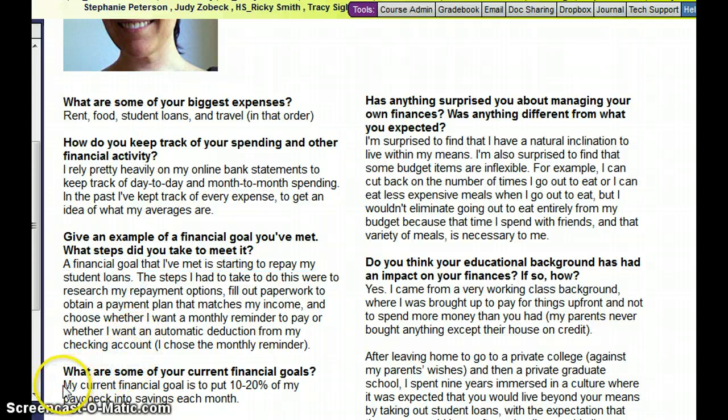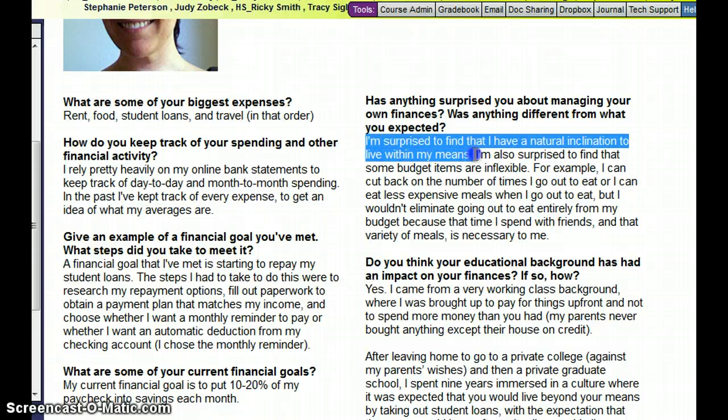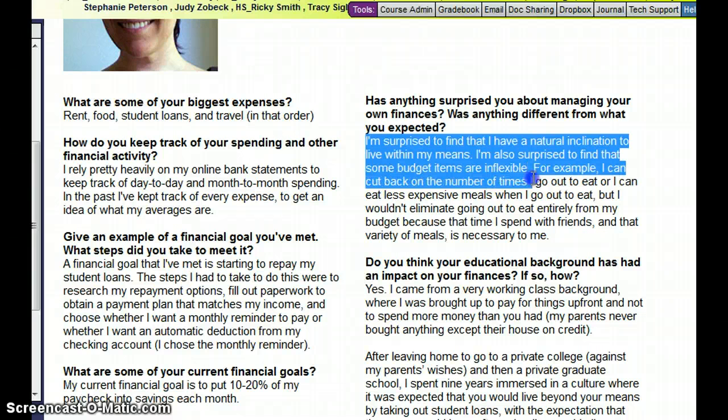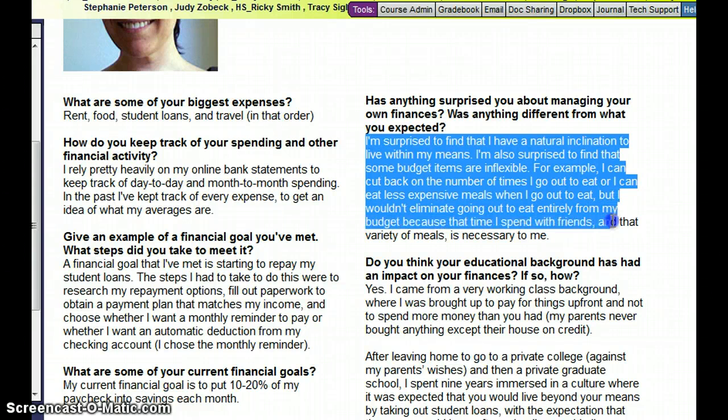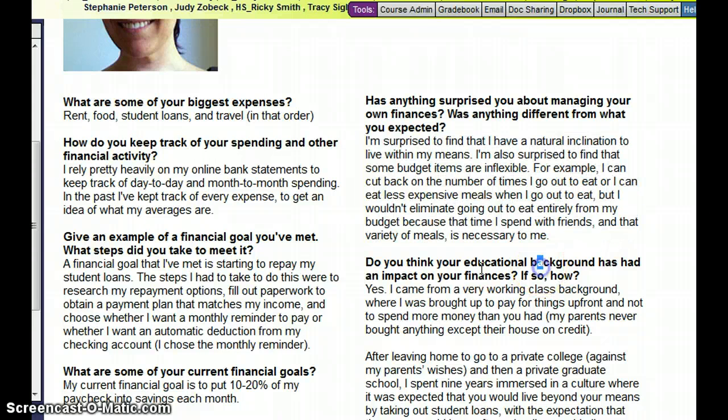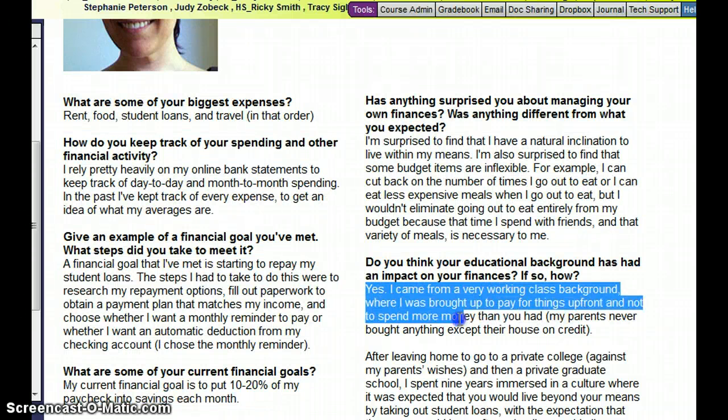And what are some of her current financial goals? My current financial goal is to put up to 10 to 20% of my paycheck into savings. Has anything surprised you about managing your own finances? Well, she was surprised to find that she has a natural inclination to live within her means. I'm also surprised to find that some items are inflexible. For example, I can cut back on the number of times I go out to eat, or I can eat less expensive meals, but I won't eliminate going out to eat entirely from my budget because that's time I spend with friends. Do you think educational background has an impact on your finances? Yes, I came from a very hard-working class background where I was brought up to pay for things up front and not spend more money than you have.